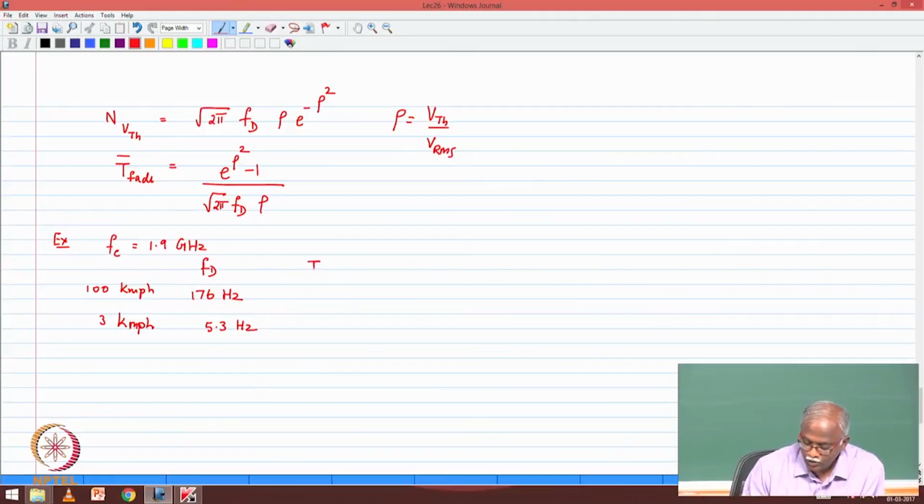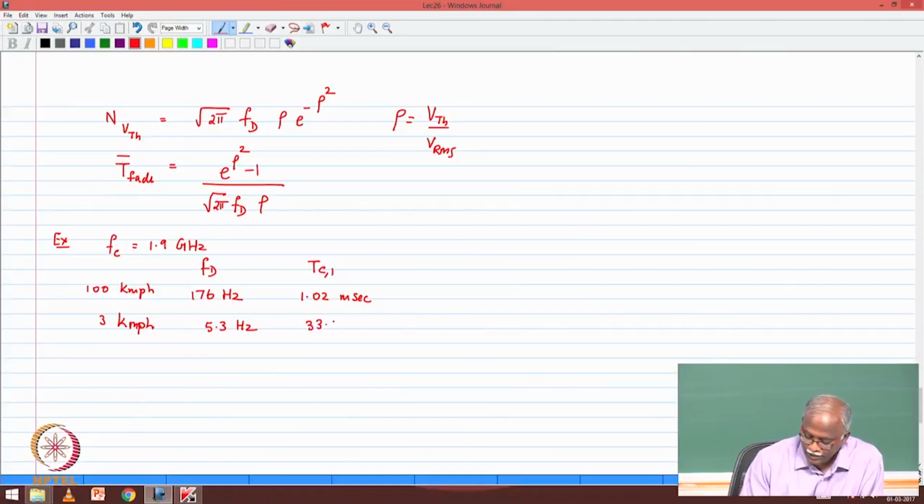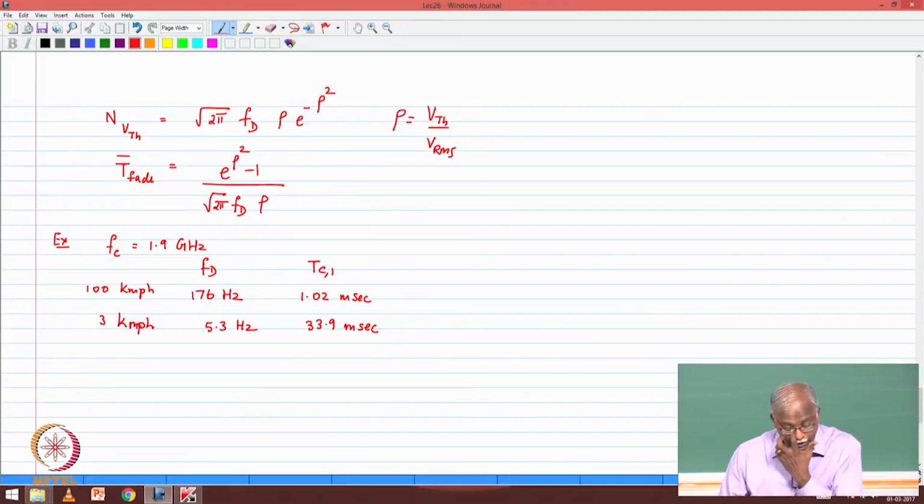The coherence time TC1, if you calculate, will come out to be 1.02 milliseconds. In this case it is 33.9 milliseconds. Lower Doppler, longer correlation time, very useful for us to keep that picture in mind. Now alongside the coherence time, previously we were making some qualitative arguments about the system design, but now, if you write down T fade, this comes out to be 0.23 milliseconds.